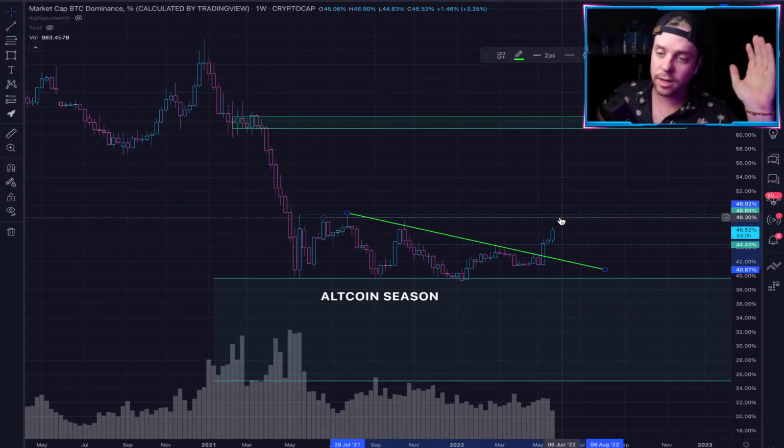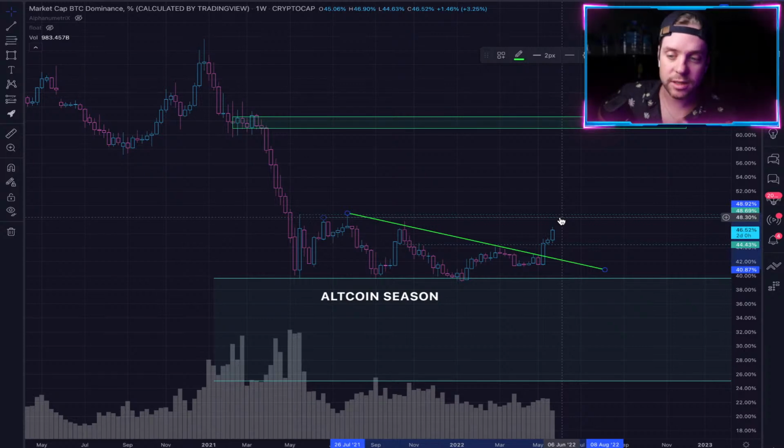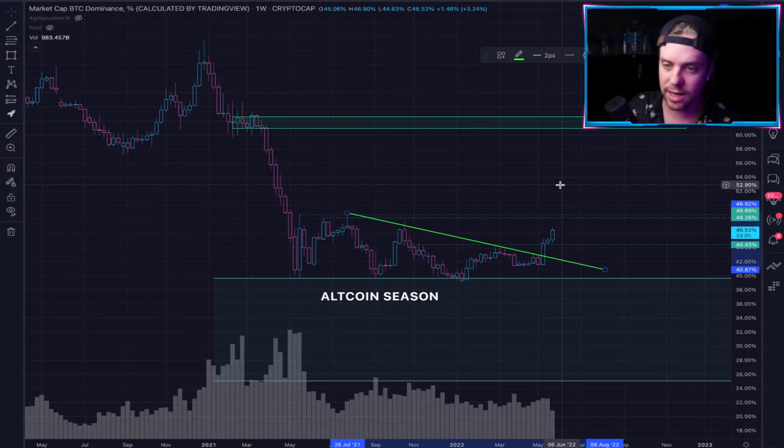My trading account is 100% cash. Other than the futures contracts that I'm holding, it's all cash, and those are cash settled contracts. I don't recommend coin margin futures in this environment.